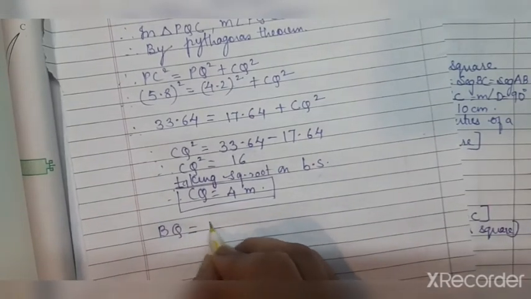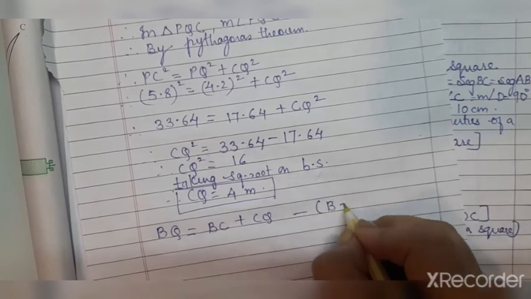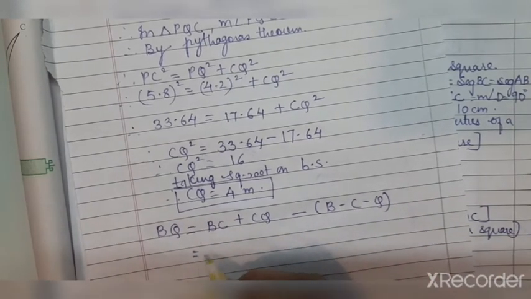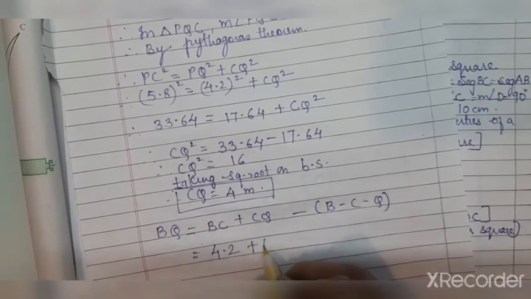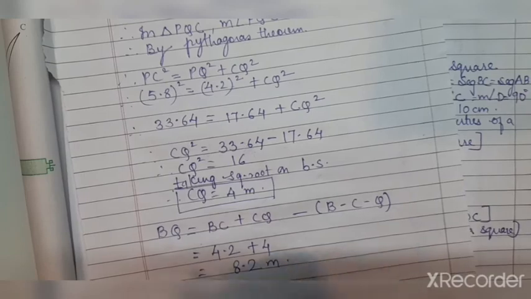BQ is nothing but BC plus CQ. The reason you can give is B dash C dash Q in the figure we have taken. After that, BC is 4.2, this is 4, so the answer is 8.2 meters.